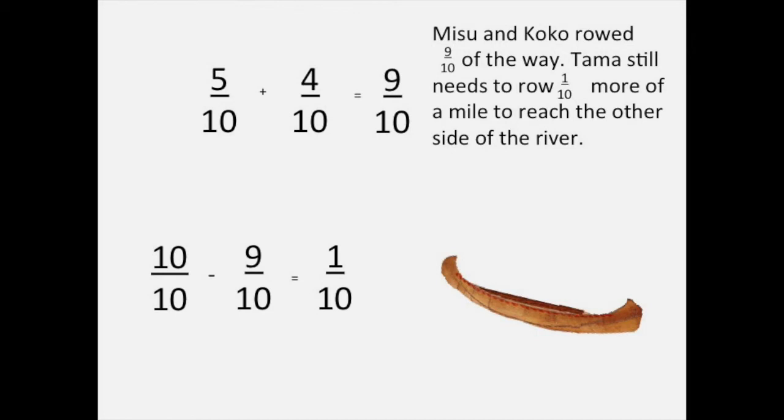We take 10/10 and subtract 9/10, which gives us 1/10. And we notice that Tama has to row 1/10 of the way to reach the other side of the river.